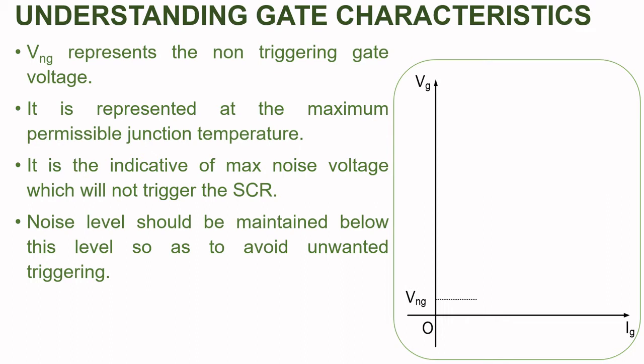Now what will happen if we maintain the noise voltage higher than that of VNG? If the noise voltage goes higher than VNG, then there is a chance that the SCR may get triggered, and this triggering would cause maloperation of the circuit. Hence, as we are not expecting any maloperation, we want safe and successful operation. The noise voltage should always be maintained below VNG.